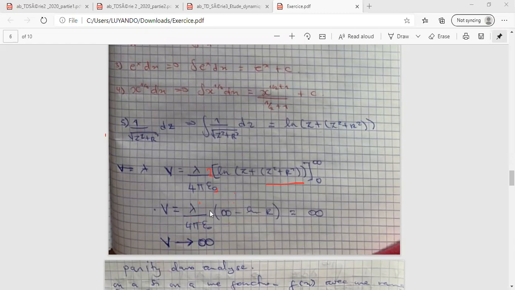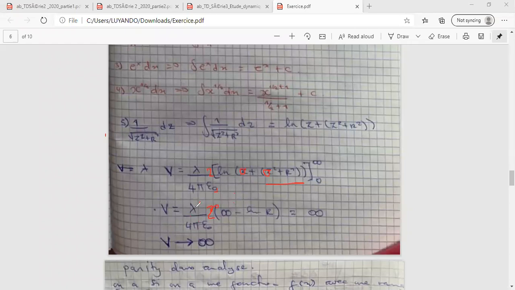Not forgetting the 2 in front. I have a 2 in front here. So I'm going to have infinity if I put infinity here. And if I put 0 where there's z, with the minus, don't forget the minus, if I put 0 here and here, I'm going to have ln r, which is what I have here. So infinity minus anything is infinity.